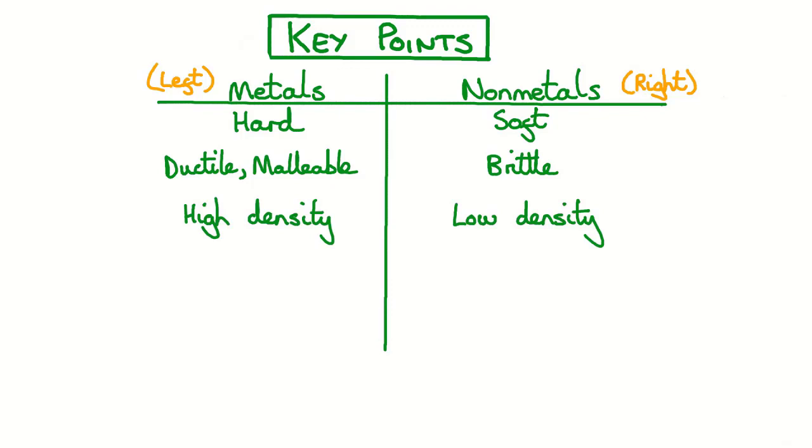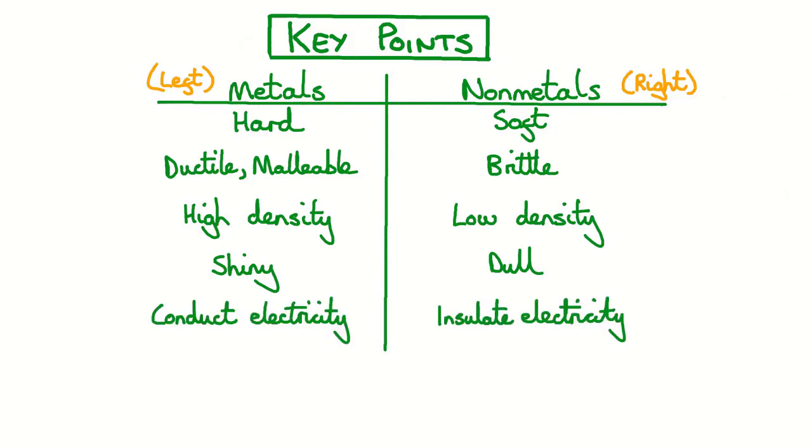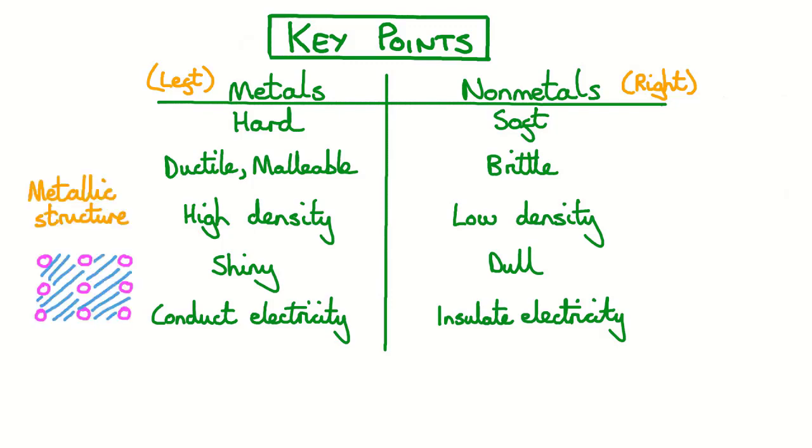Metals have a high density, while nonmetals have a low density. Metals can be polished to give them a luster, meaning that they're shiny, but nonmetals are dull. Metals are able to conduct electricity, while nonmetals cannot, and they are insulators. The structure of metals is really responsible for a lot of the properties in metals. This closely packed crystalline lattice of nuclei surrounded by a sea of delocalized electrons.